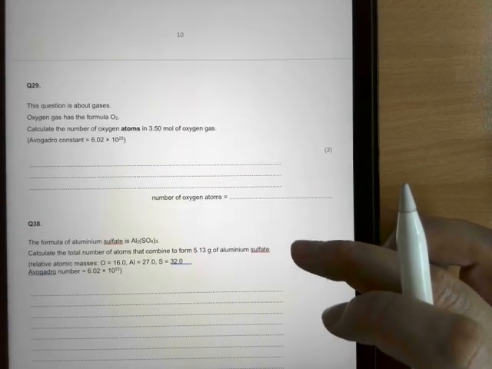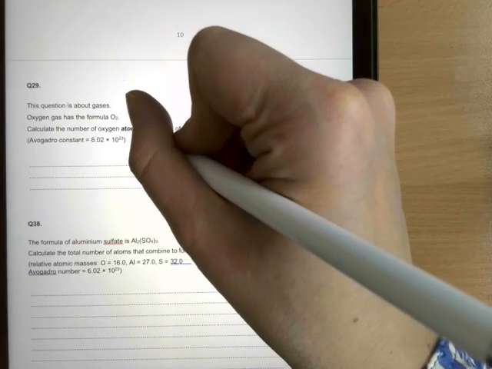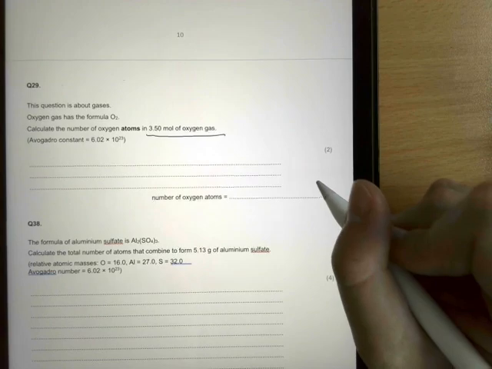The next one, again, calculate the number of oxygen atoms in 3.5 moles. All right, so I'm just going to zoom in on this part. This is the number of moles I've got.